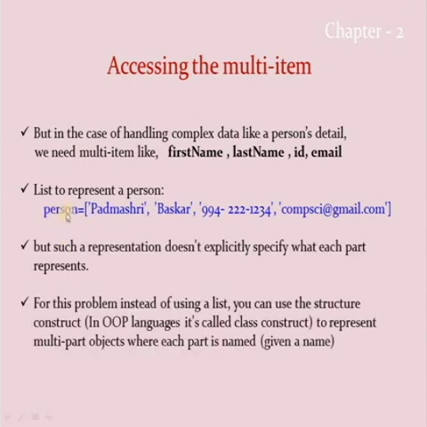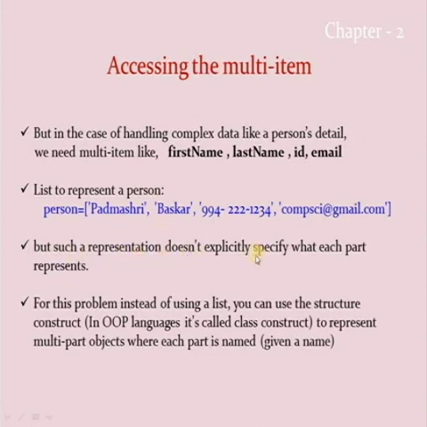So in that type of situation, if I want to handle the data using a list, I have to create a list name. Here the list name is person. I can say it is a list because of the square brackets. If it is in parentheses, then it will be a tuple. Here it is a list. So the first data is the first name, then the last name, the ID and the email address. I can represent a detail in a list like this, but there is a practical problem here.